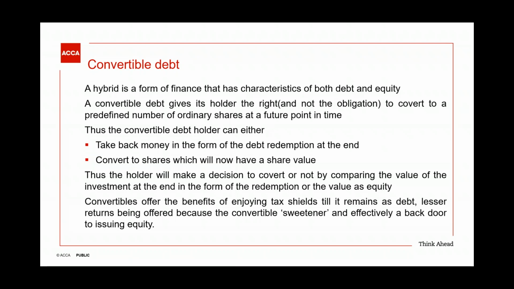So why do companies issue this? Well, for companies, issuing a convertible debt can initially keep their coupon rates low because there's a bit of a sweetener attached to it, and also it's kind of a backdoor to issuing equity down the line.